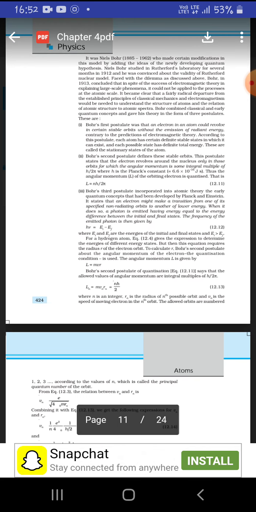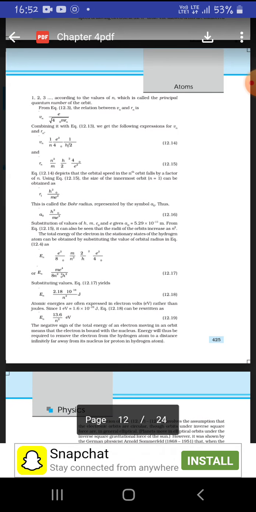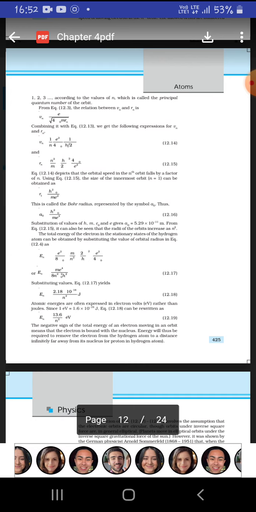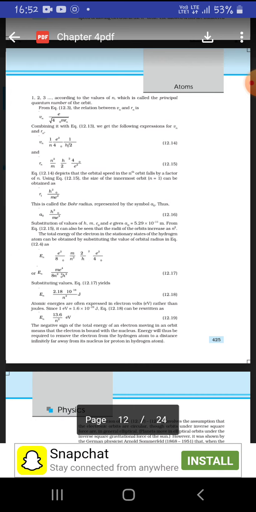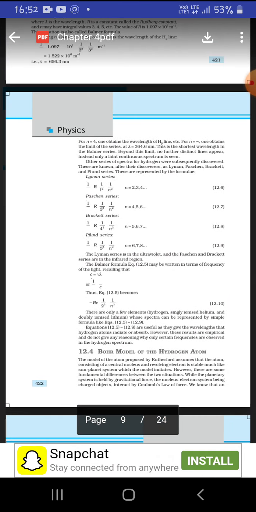The angular momentum L is given by L is equal to mvr, where Ln is equal to mvnrn, or mvnrn is equal to nh by 2π. Here n is called the principal quantum number of the orbit. This is the formula.